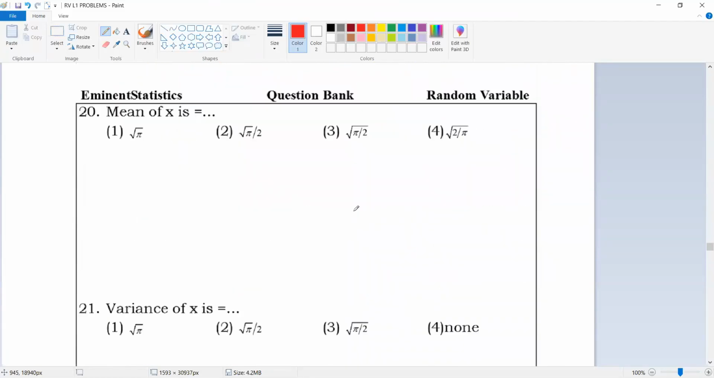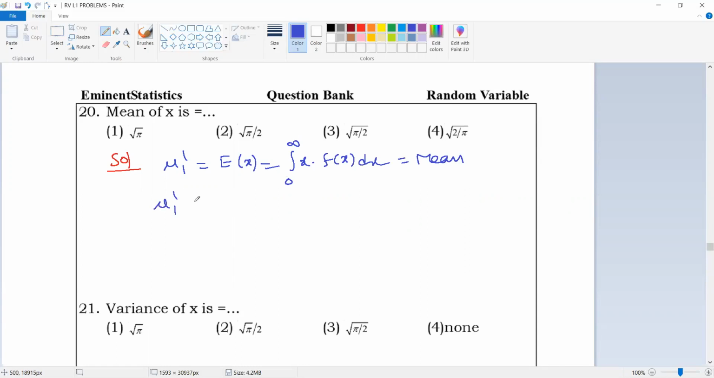Now, calculate the mean value here. Calculate mean. So the mean is equal to mu1 dash, that is equal to E of x. The formula here is the integral of x into f of x dx, with limits 0 to infinity. This is the formula for calculating the mean value. This is the same as the general mean, the arithmetic mean.